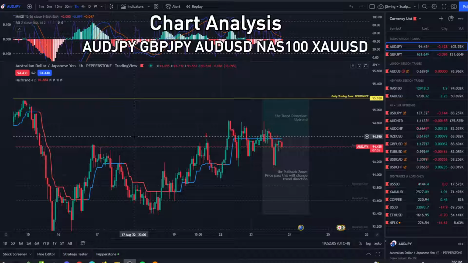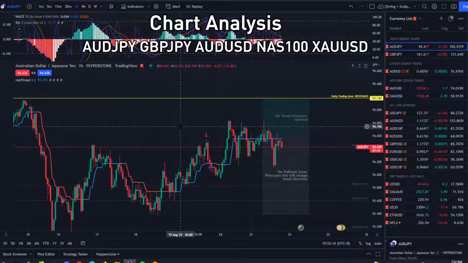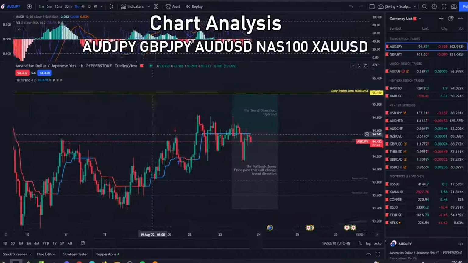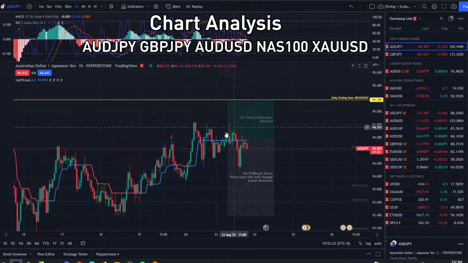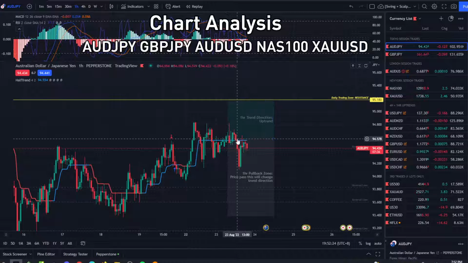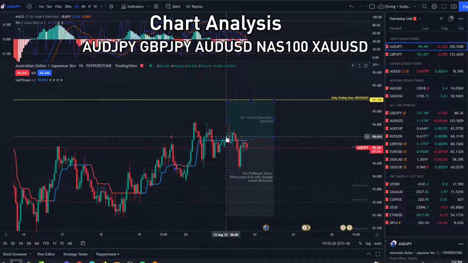It is now 7:50 p.m. here in Perth, which is about 10 minutes towards the New York session open. So we're in a good time to start analyzing the market and just seeing where the price will end up, or predicted based on what's happened in the Tokyo and London sessions.